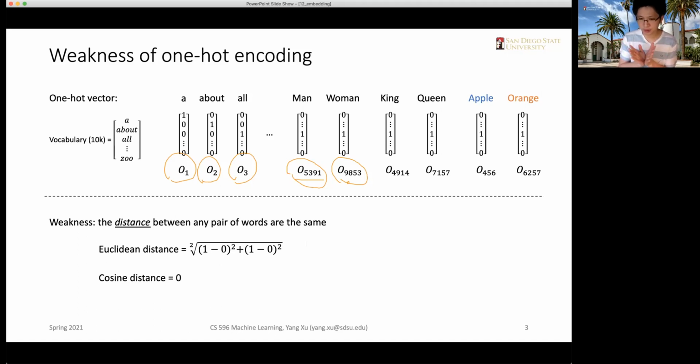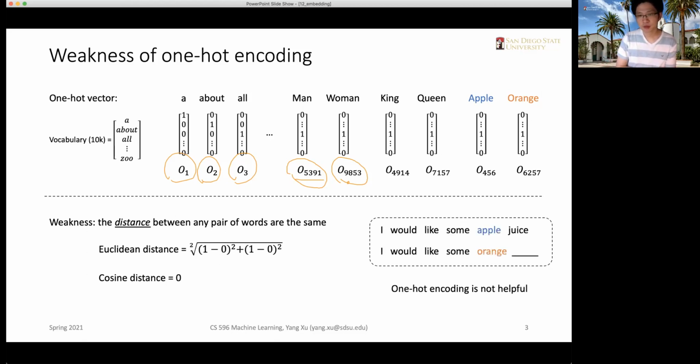Cosine distance is basically the dot product between two vectors normalized by the product of the lengths of each vector. Since all the vectors are one-hot encodings and the positions of the ones are different, if you compute the dot product between any two of those one-hot encodings, the cosine distance would be 0. So if we want to use Euclidean distance and cosine distance as a way to measure how semantically different or related words are, then it must be a failure, right? Because it doesn't differentiate any pair of words.